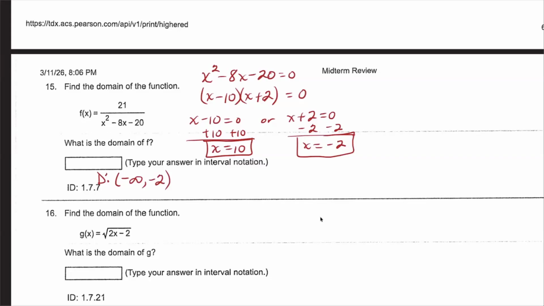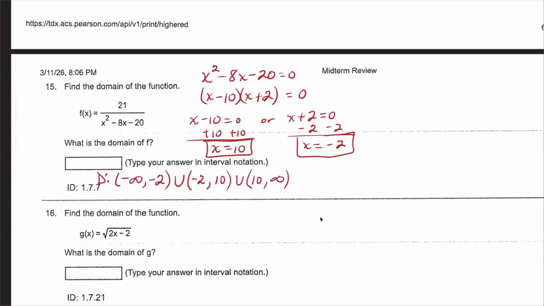And then you use the union symbol to indicate that there's a gap there. It's skipping over negative 2. Then it's going to pick up on the other side of negative 2 and go all the way to 10. But we can't include 10. So we put parentheses and then a union, because now we've got to skip over 10, then pick up on the other side and then go all the way to infinity.